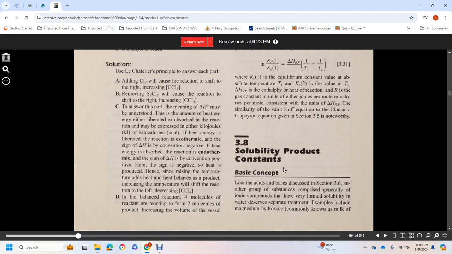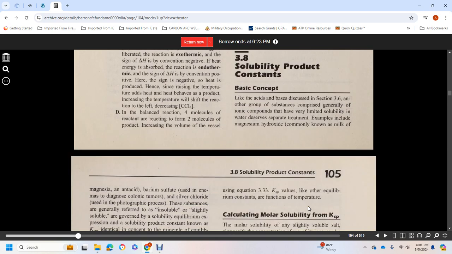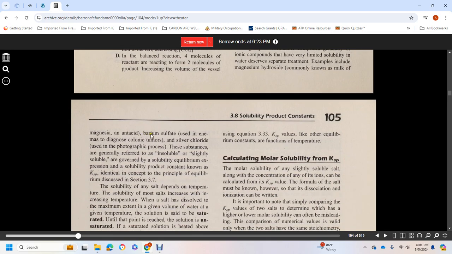3.8, solubility product constants. This is a little like the basis in discussing section 3.6, with another group of equilibria, compromised generally of ionic compounds that have very limited solubility in water at a given temperature. For example, they include magnesium hydroxide, commonly known as milk of magnesia, an antacid; barium sulfate, used to diagnose colonic tumors; and silver chloride, used in photographic processes.